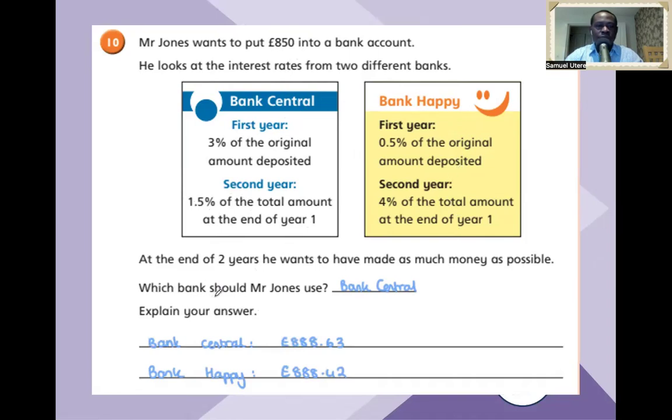When you finish, remember, we're asked that Mr. Jones wants to have as much money as possible. So he has to go with the bank where he has the most money. So Bank Central, when you do your calculation, you will get that amount. And then here, when you do your calculation, you get this amount. So you can see that this is much more. So the answer is Bank Central.